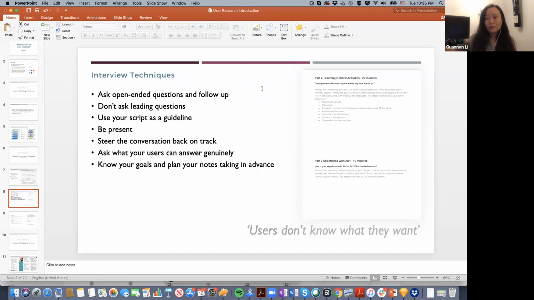So for example, if you're really designing a language learning app, then you might start with, could you please tell me something about the last time you were trying to learn a new language? So don't ask them, can you tell me the top three most important things you care about for a language learning app? You start from something they can comfortably talk about. So when was the last time you were trying to learn a language?